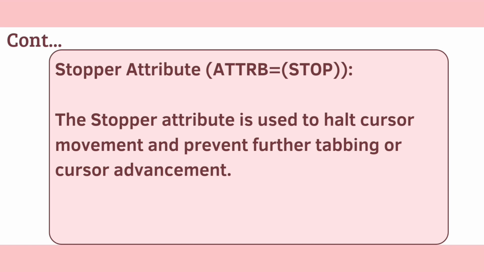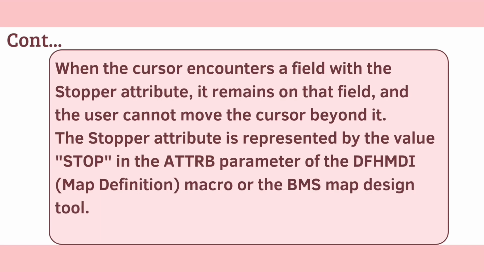ATTRB equals STOP within brackets. The stopper attribute is used to halt cursor movement and prevent further tabbing or cursor advancement. When the cursor encounters a field with the stopper attribute, it remains on that field and the user cannot move the cursor beyond it. Stopper fields are commonly used to enforce mandatory data entry or to indicate the end of a section on a map.